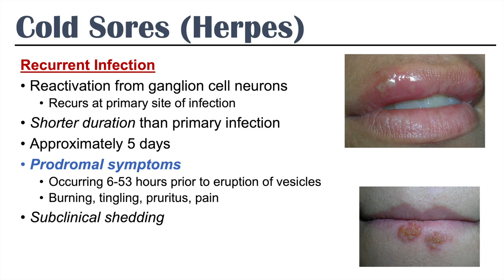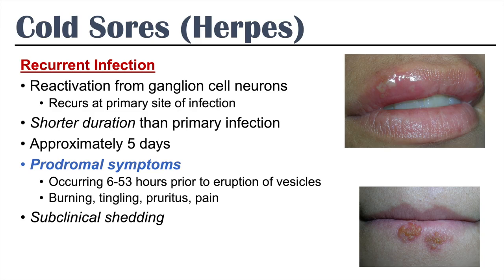And so once you have the prodromal symptoms, you're going to have an eruption, and that's your recurrent infection. Even if you don't have that eruption continuing, perhaps you've resolved the recurrent infection or resolved the primary infection, you can have what is called subclinical shedding of the virus.